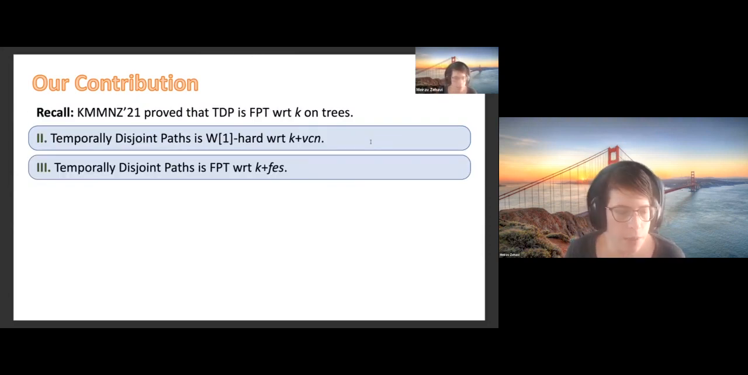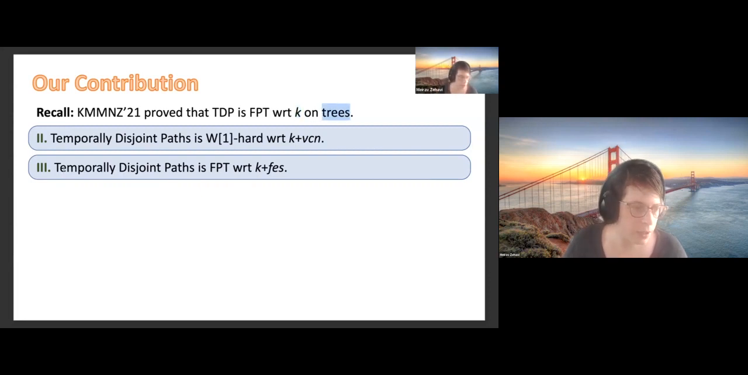Okay, so this is what we did next. We consider the parameter k. So first, recall that this parameter was already considered in the previous work, where it was shown that temporally disjoint paths is FPT with respect to k on trees. On general graphs, it's hard even for k equal 2. Okay, but it's FPT with respect to k on trees.